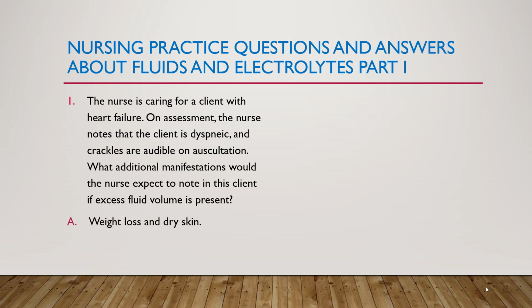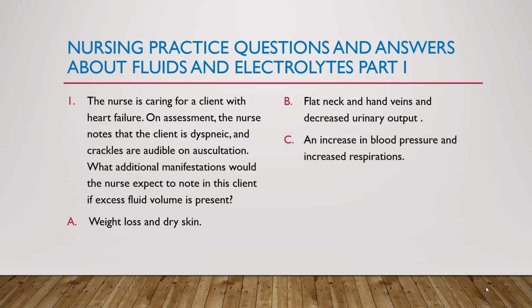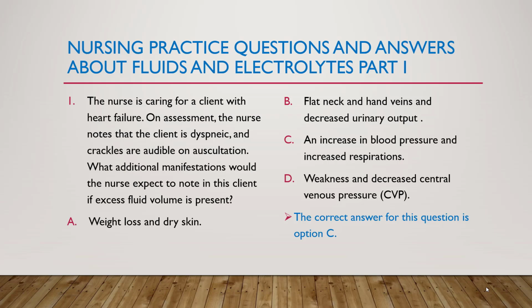Option A, weight loss and dry skin. Option B, flat neck and hand veins and decreased urinary output. Option C, an increase in blood pressure and increased respirations. Option D, weakness and decreased central venous pressure, CVP. So the correct answer for this question is option C, an increase in blood pressure and increased respirations.